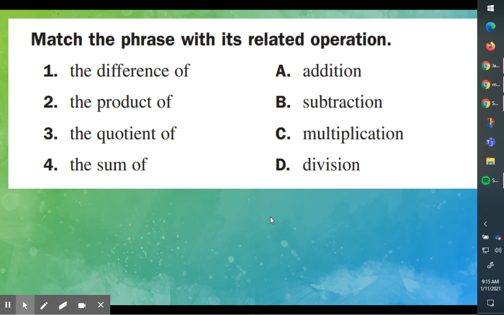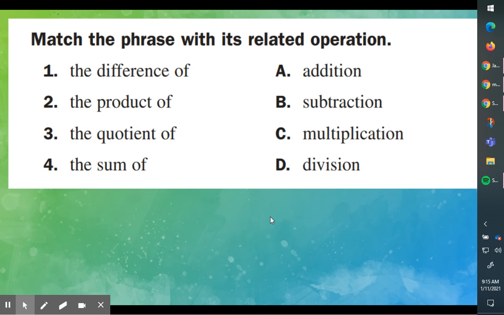Okay, so the difference of would be B, subtraction, right? When you're asked to find the difference between numbers, it's subtraction. Number 2, the product of. C, multiplication. Product is the word that we use to describe an answer to a multiplication question. When we multiply two factors together, we get a product.